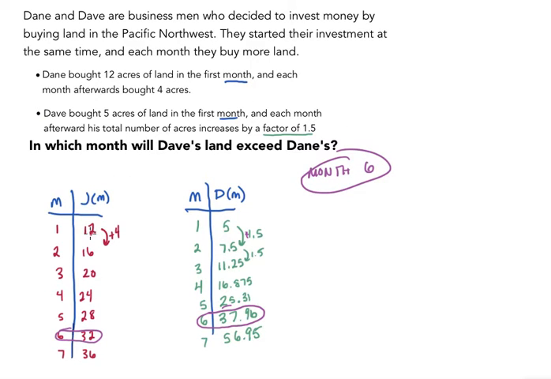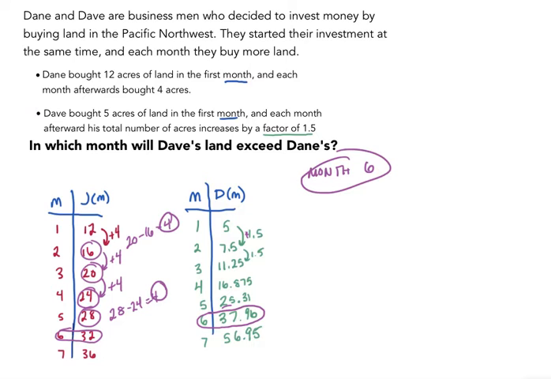Now, when comparing these two functions and determining which one's the linear function and which one's the exponential function, we were looking out for something called the common difference and a common ratio. Because Dane's increased by plus 4 every time, he has a common difference. And one of the ways that we can determine that is by taking one of these values and subtracting the prior value. So if we do 28 minus 24, we get 4. If we do this another time between 20 and 16, we get 4 again. Since we're doing subtraction, we have a common difference of 4.